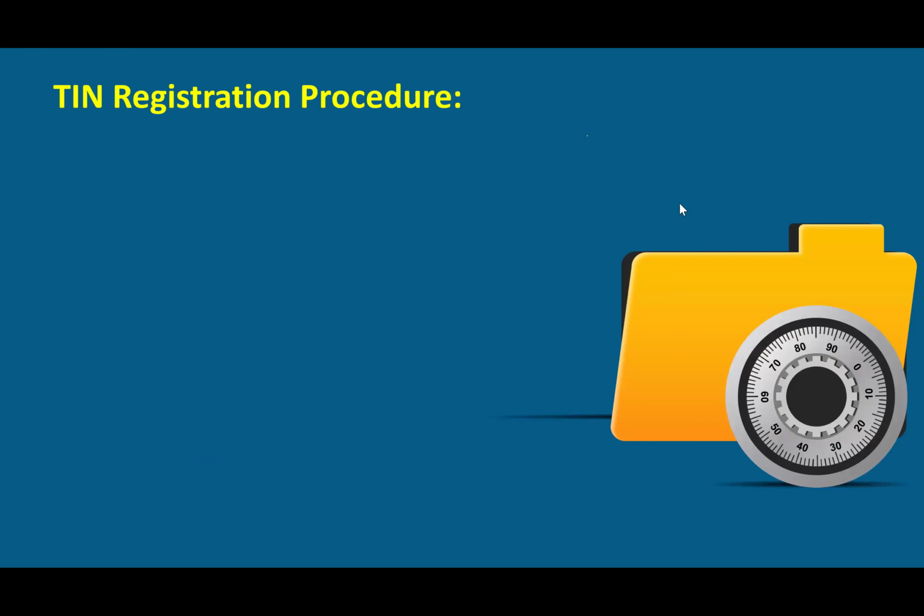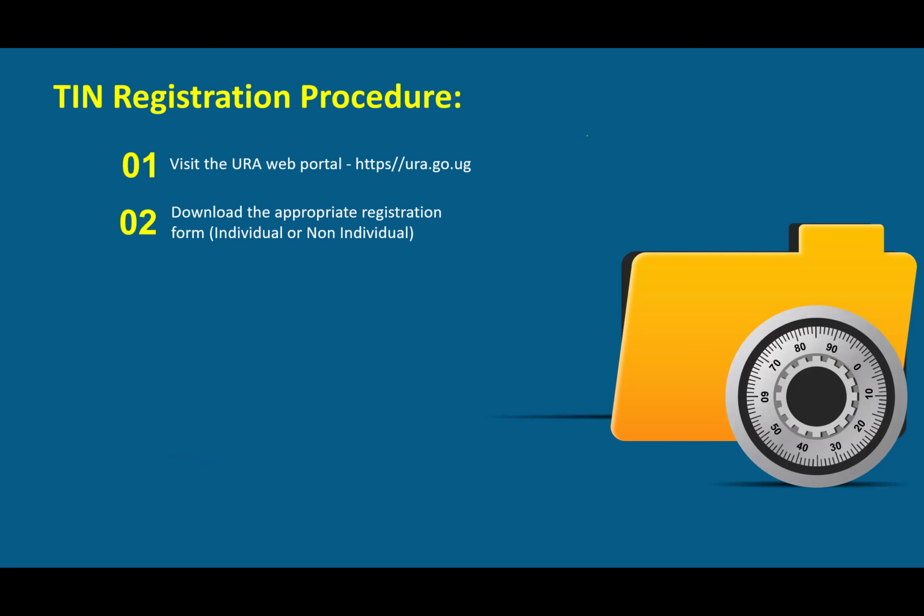So what's the procedure? Assuming a client comes to you and they want to be registered for tax. So step number 1, you will visit the URA web portal, which I'm going to share here. Step number 2, you download the appropriate registration form, individual or non-individual, depending on the client that you have. Because now your clients are divided into 2. You will have those that are individual, and then you have the non-individual clients.